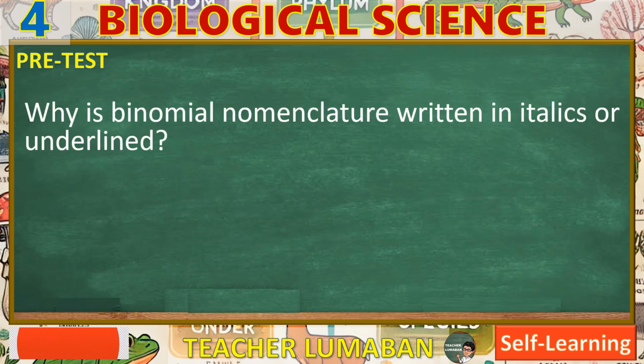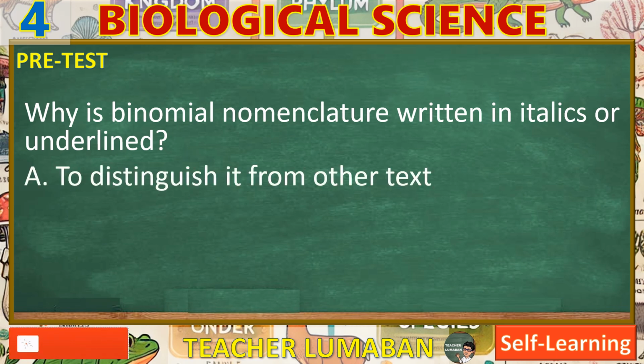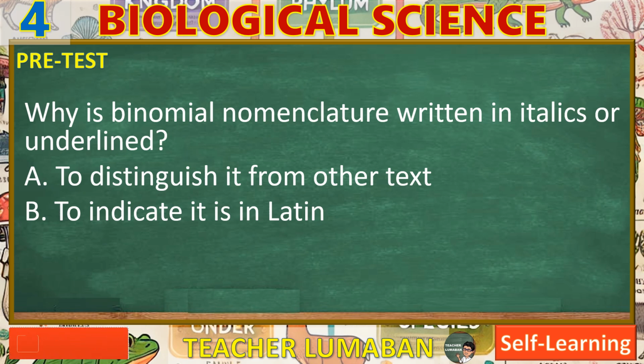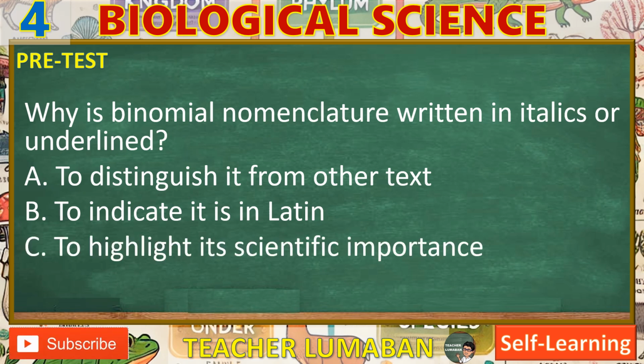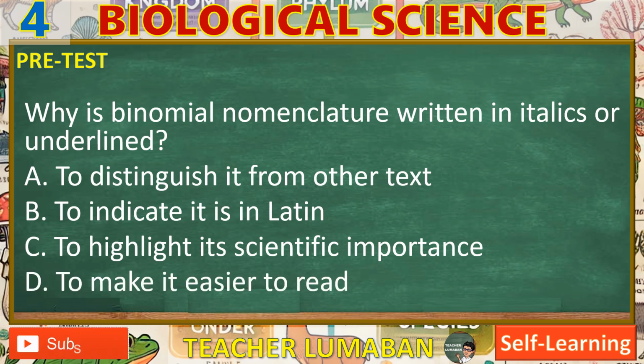Why is binomial nomenclature written in italics or underlined? A. To distinguish it from other text. B. To indicate it is in Latin. C. To highlight its scientific importance. D. To make it easier to read.